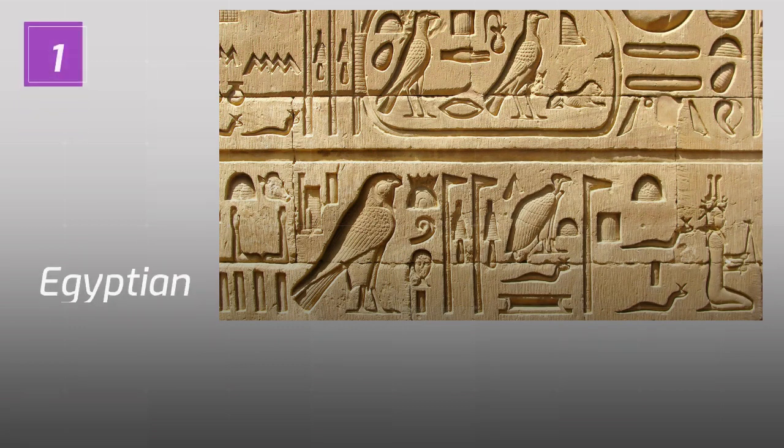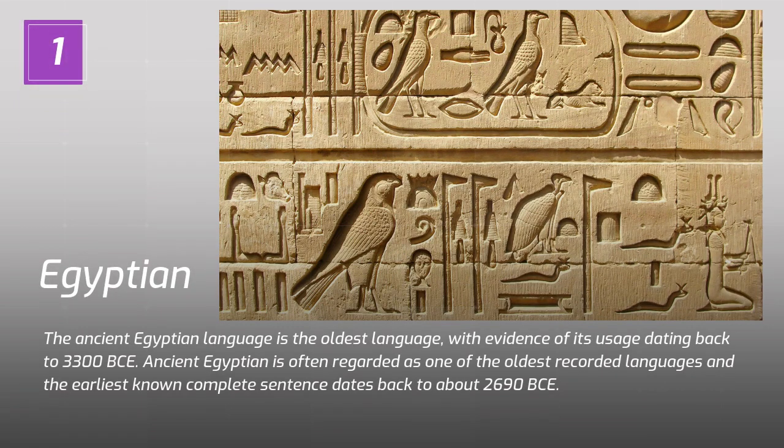Number 1. Egyptian. The ancient Egyptian language is the oldest language, with evidence of its usage dating back to 3300 BCE. Ancient Egyptian is often regarded as one of the oldest recorded languages, and the earliest known complete sentence dates back to about 2690 BCE.